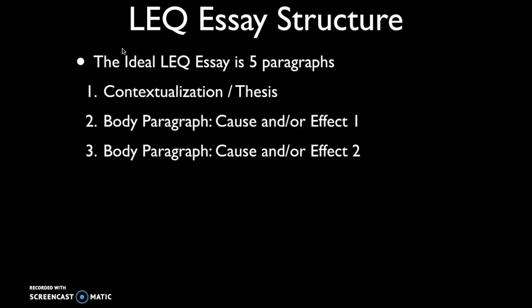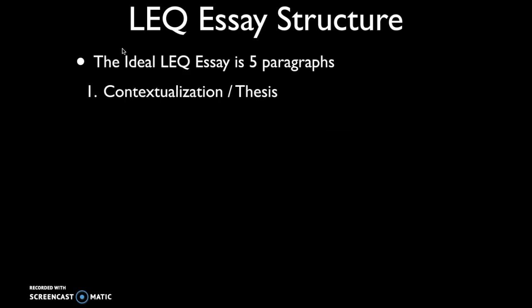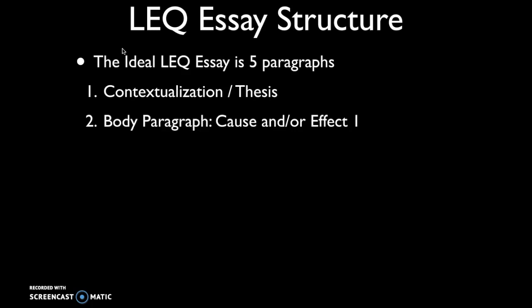And then you'll have a second body paragraph on another cause and or effect, and then a third body paragraph on a third cause and or effect. And again, one of these, or maybe 2 of these paragraphs, should also be qualifying paragraphs, meaning in the first paragraph, you're going to include contextualization, which we'll talk more about in a second, and also it will have a thesis statement. And then your second body paragraph, you're going to address one of hopefully the 3 causes and or effects that you've identified.